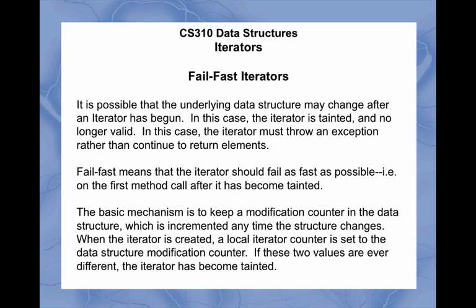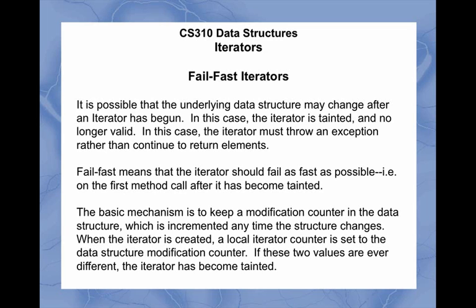The way this is implemented, the way to do this is actually fairly simple. You put a counter in both the nested inner class in the iterator and also in the data structure itself. In the data structure, you increment this counter anytime the structure changes. When you create the iterator, you set the local counter to the data structure value, and if these two values are ever different, then the iterator has become tainted.